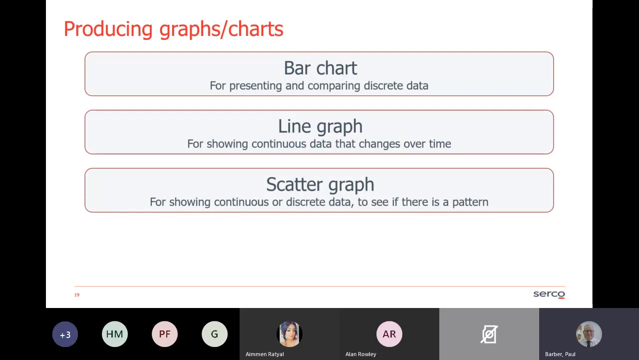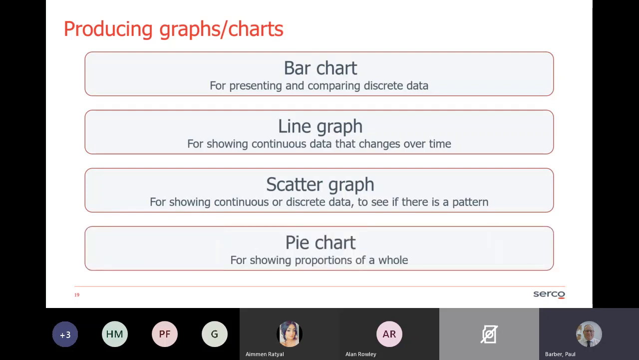And the final one you might be asked to do is a pie chart, and a pie chart tends to show proportions of a whole figure, as I will explain now. I'm going to go on to show you some completed examples of all of these.